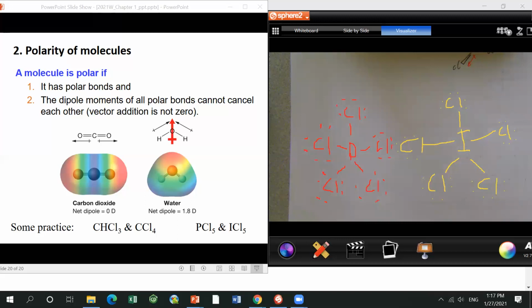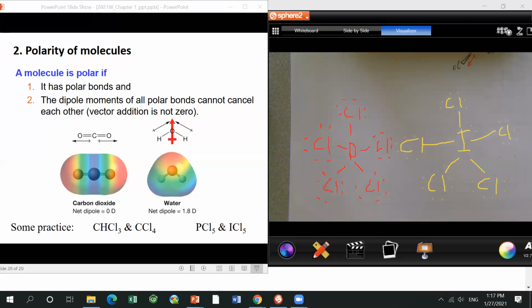So the right answer is that PCl5 is non-polar, and ICl5 is polar. The left red molecule is the right structure, but the right one, the yellow one, is wrong. That's right, you forgot the lone pairs.